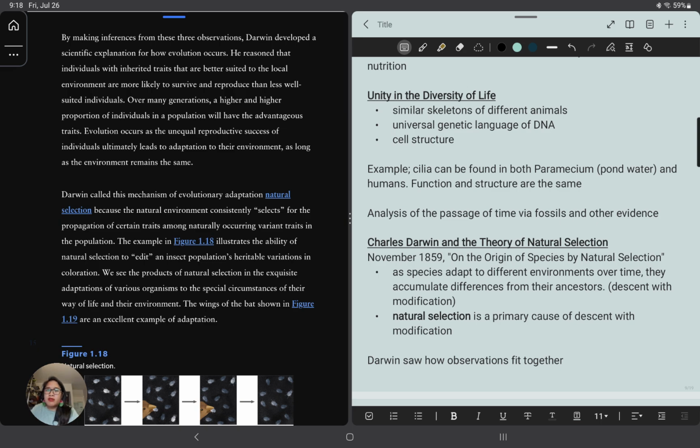By making inferences from these three observations, Darwin developed a scientific explanation for how evolution occurs. He reasoned that individuals with inherited traits that are better suited to the local environment are more likely to survive and reproduce than less suited individuals. Over many generations, a higher and higher proportion of individuals in a population will have the advantageous traits. Evolution occurs as the unequal reproductive success of individuals ultimately leads to adaptation to their environment, as long as the environment stays the same.